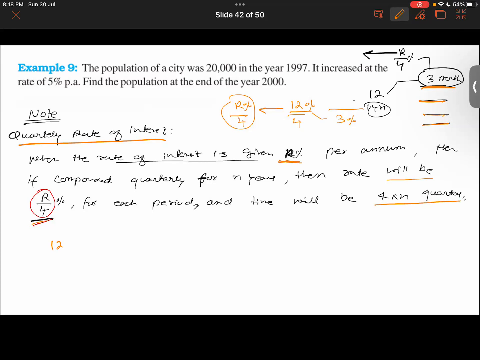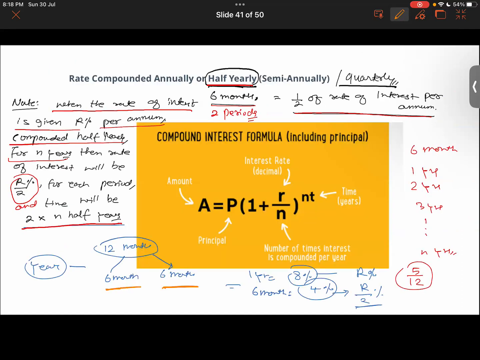And basically how many quarters are there? Quarter year means what? Quarter year means 3 months. Okay, guys. So in a year, how many quarter years are there? There are 4, right? Yes, sir. So there will be 4 conversion periods in case of calculation of quarterly rate of interest. Okay, so quickly take the screenshots. We will move ahead then.